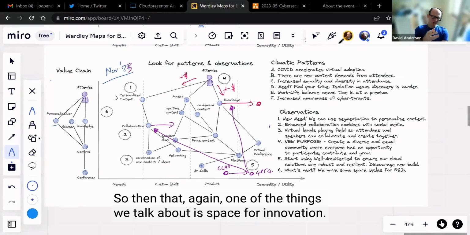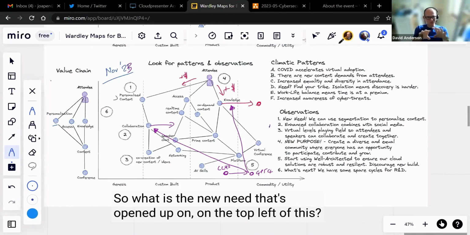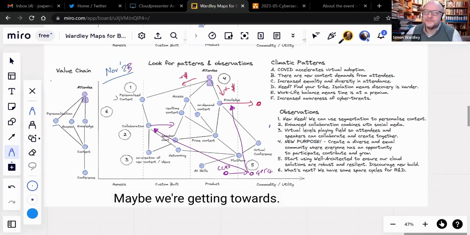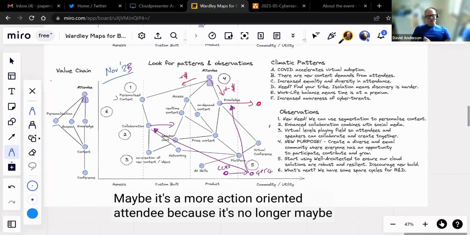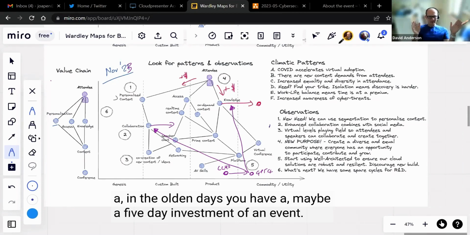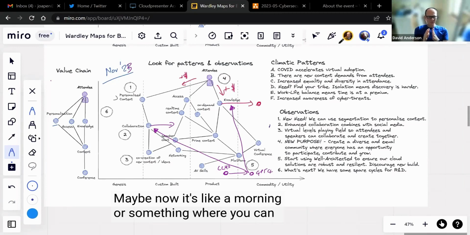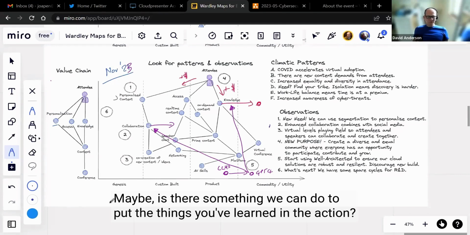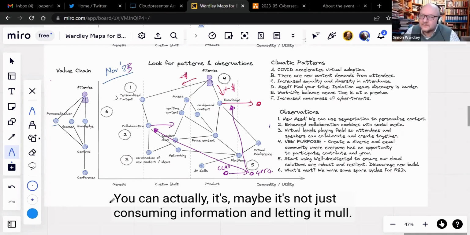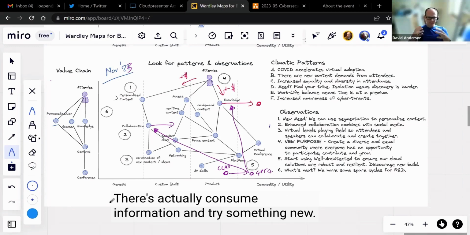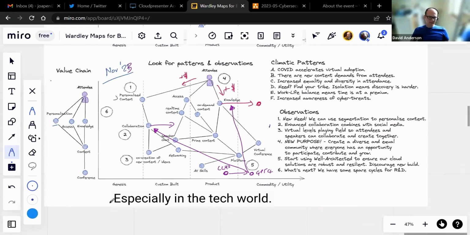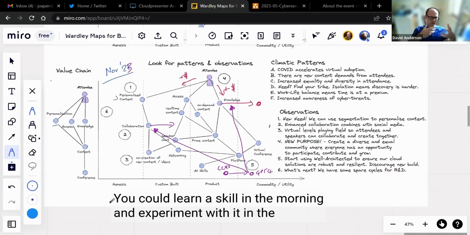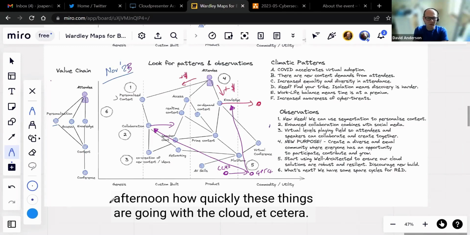So then, again, one of the things we talk about is space for innovation. What is the new need that's opened up on the top left of this? Maybe we're getting towards a more action-oriented attendee, because in the olden days you'd have maybe a 5-day investment in an event. Maybe now it's like a morning or something where you can condense the information. So is there something else that you may do with that time? Is there something we can do to put the things you've learned into action? Maybe it's not just consuming information and letting it mull. There's actually consuming information and trying something new, especially in the tech world. You could learn a skill in the morning and experiment with it in the afternoon, given how quickly these things are going with the cloud, etc.